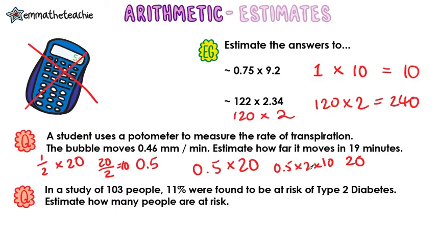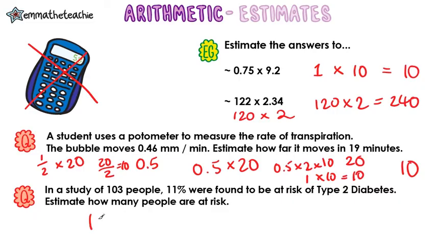So when you do 0.5 times 2, that gives you 1, and then you just times it by 10, which again gives you 10. Either way, hopefully you got the answer of 10. And the second one, in a study of 103 people, 11% were found to be at risk of type 2 diabetes. Estimate how many people are at risk.